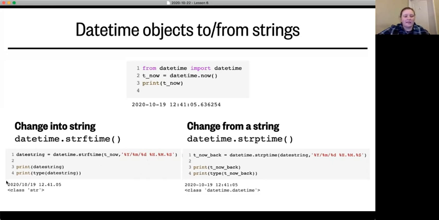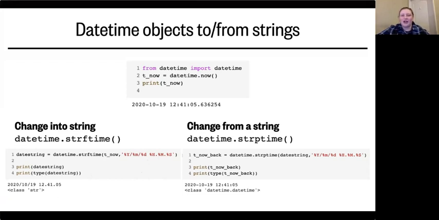So when we print it out, we see this string here, and then when we test the type, you can see that it is in fact a string. So great, we've created a string, and now we can share our datetime with other people. What happens when people share their datetime with us and it's a string? Well, we can change that into a datetime in order to do time differences and that kind of thing.